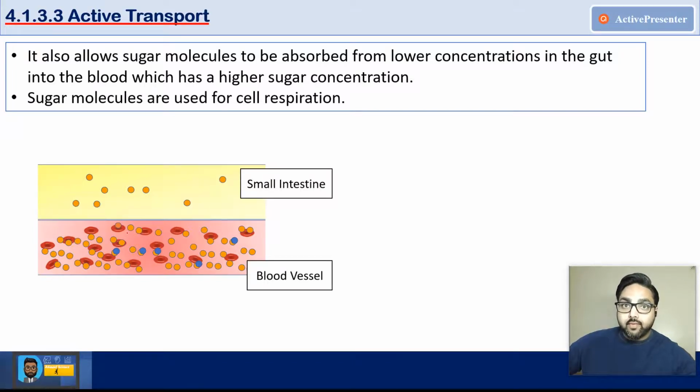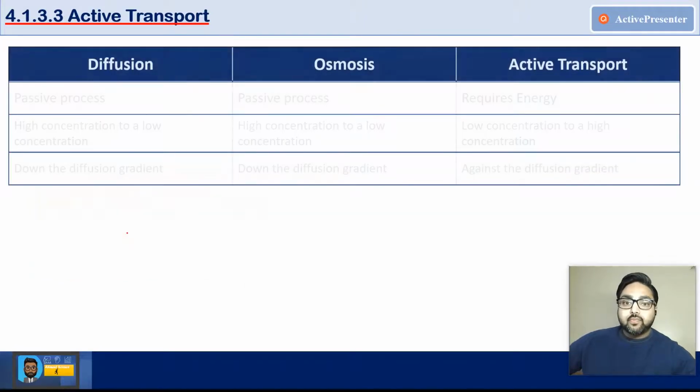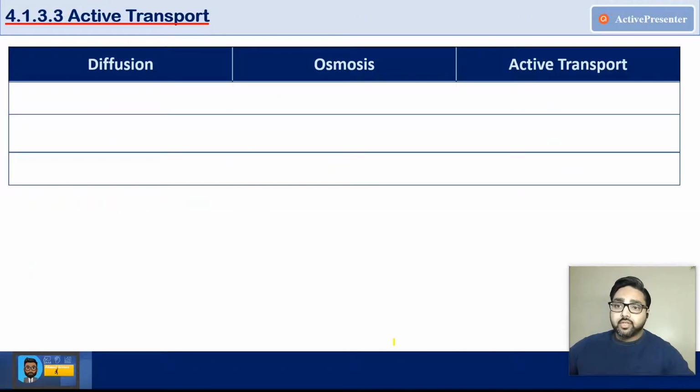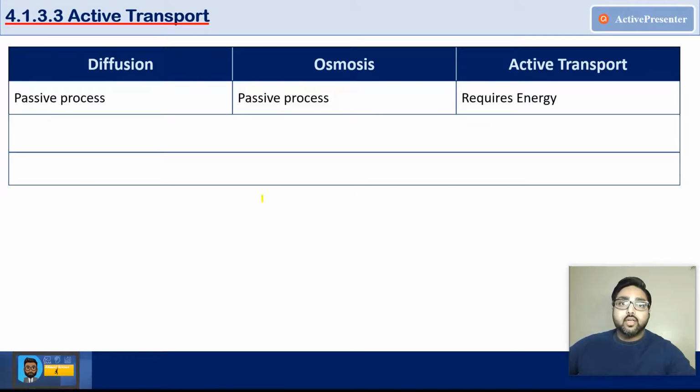If you haven't had a chance to write this down because I'm moving quickly, that's alright. Pause the video, make your notes, and then move on from there. If you compared the processes side by side, diffusion, osmosis, and active transport, what would be the key differences? Firstly, diffusion and osmosis are passive processes. They happen naturally, they don't require energy, so they don't require oxygen, glucose, or respiration to take place. However, active transport does, and therefore cells that carry out lots of active transport will also have lots of mitochondria. What will they have? Lots of mitochondria.